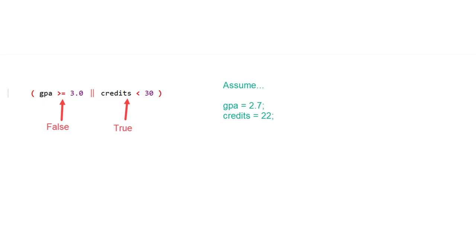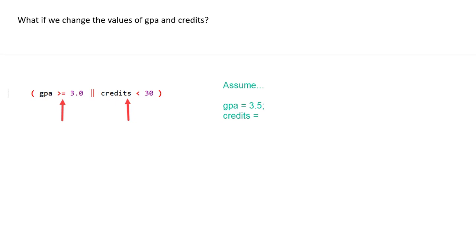Okay, so what if we have an or situation? Let's take a look at those. We have a GPA of 2.7, which makes the first thing false. And we have credits of 22 still, which makes the second expression true. So what is the whole expression? Is the entire expression with an or situation going to be true or false? Hopefully you said true. Remember, with an or, only one of them has to be true to make the entire thing true.